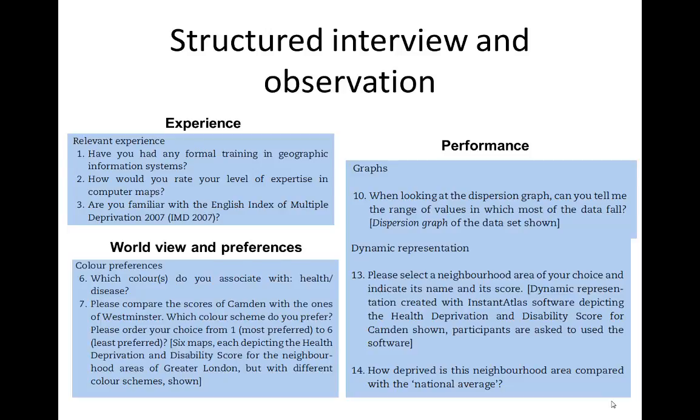Have you had any formal training in geographical information systems? How would you rate your level of experience in computer maps? Are you familiar with the index of multiple deprivation? So some questions on what their experiences are. This is to do with a health application. Then we've got a section on what they call their worldview and preferences. In this case, what colours do you associate with health and disease? So you're designing a mapping interface that's showing disease versus health. Well, what do people naturally think of? What are the colours of disease versus the colours of health?